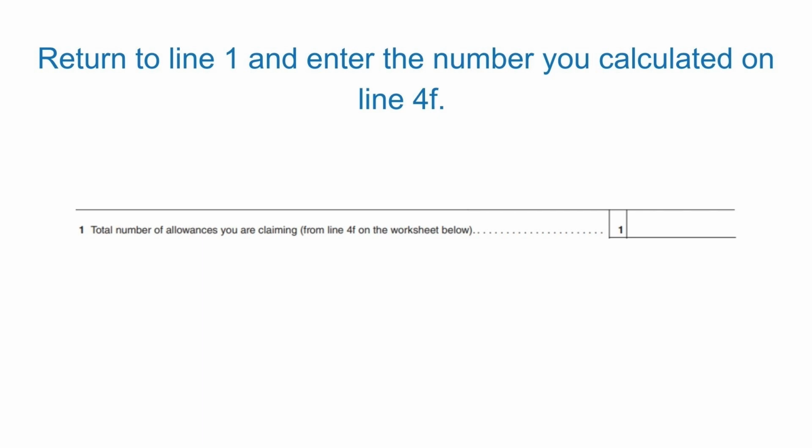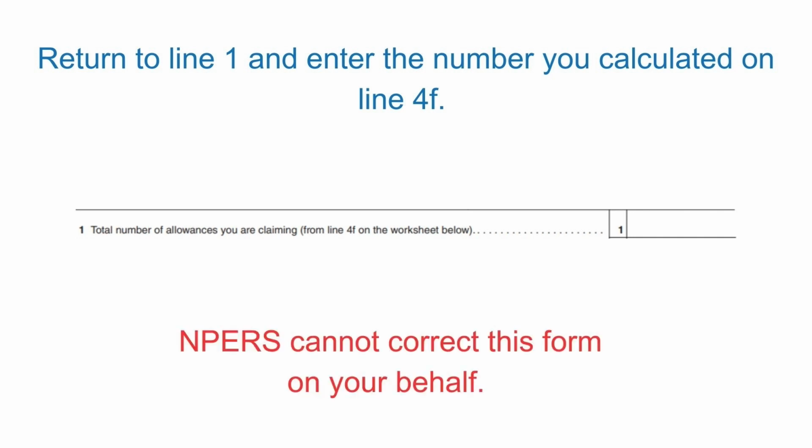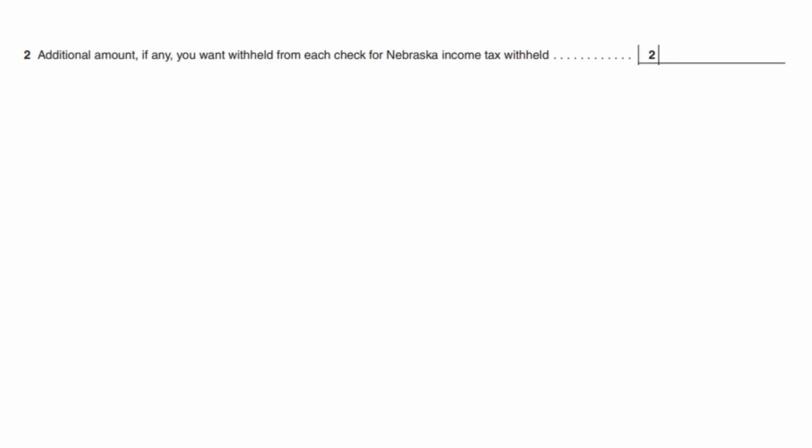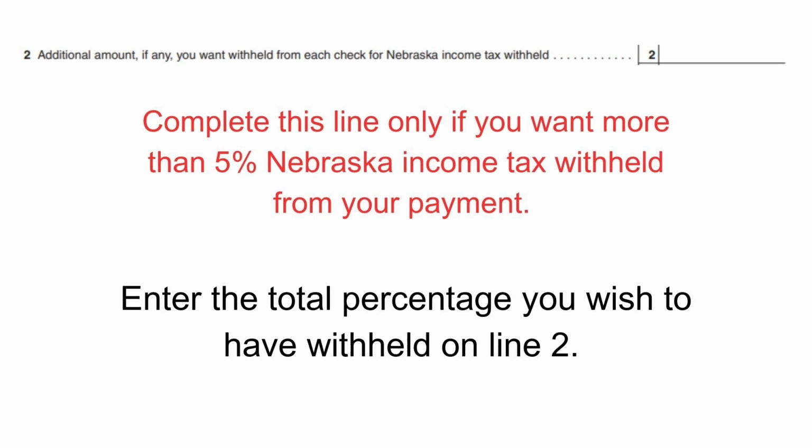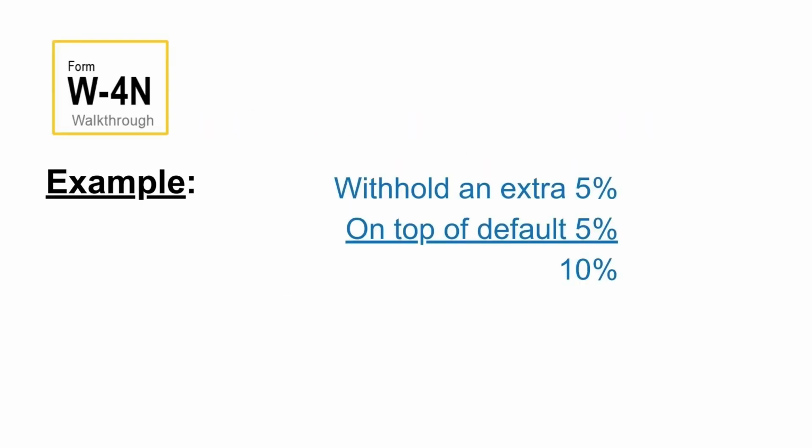Ensure the number you entered on line 1 is correct. NPERS cannot correct this form on your behalf. Now we are ready to move on to line 2. Complete this line only if you want more than 5% Nebraska income tax withheld from your payment. If you do wish to withhold Nebraska income taxes at a rate higher than 5%, enter the total percentage you wish to have withheld on line 2. So, for example, if you wish to have an extra 5% withheld from your payment, on top of the default 5% withholding rate, you would write the total on line 2 as 10%.